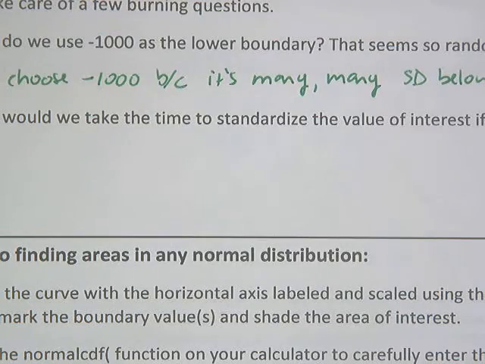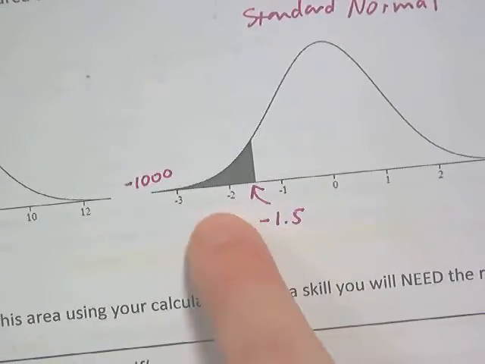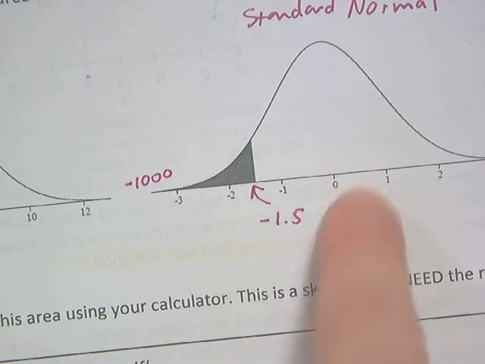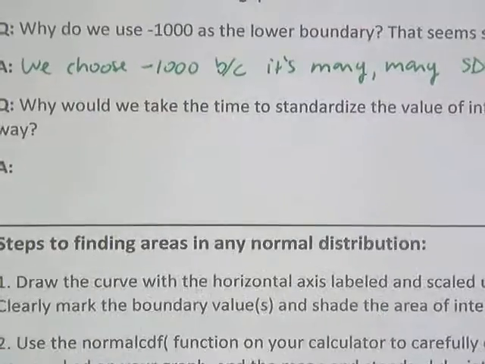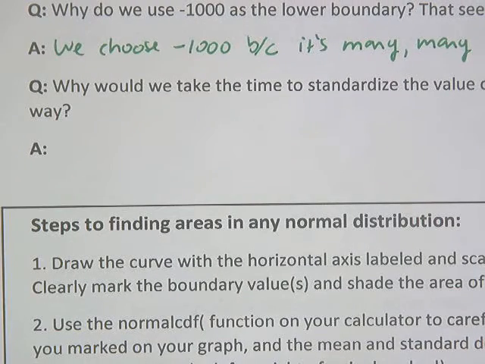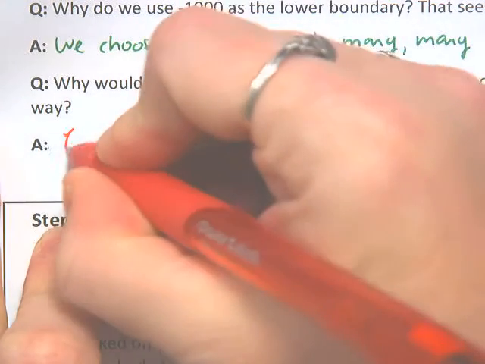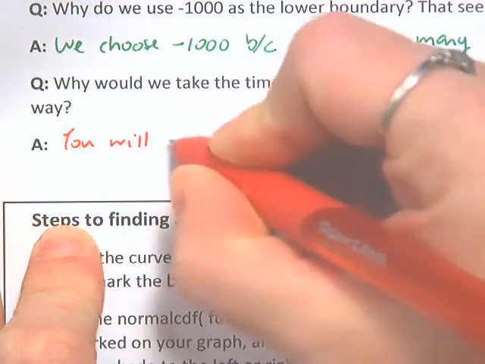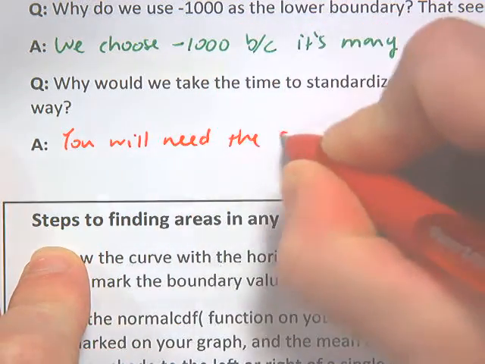The other question is, why would we take the time to do all of this work right here? Remember how we had to switch all our numbers over? Why would you do that if you get the same answer? Okay? And typical math teacher here, I'm going to tell you, you're going to need the skill of standardizing in the future, so it doesn't hurt for you to know that now. But you can choose whatever is easier for you. So I want you to just write, you will need the skill of standardizing.